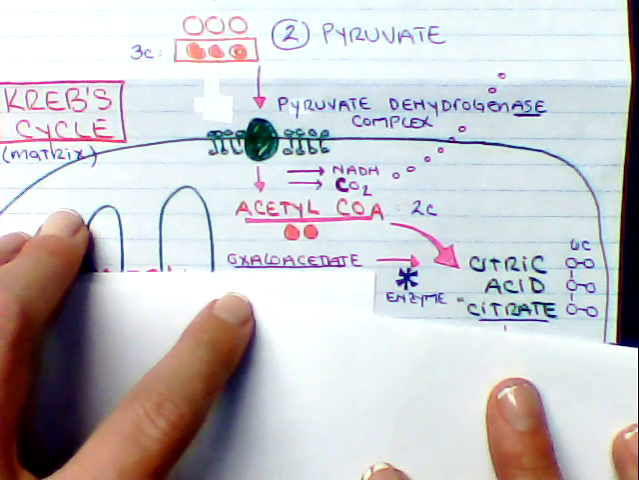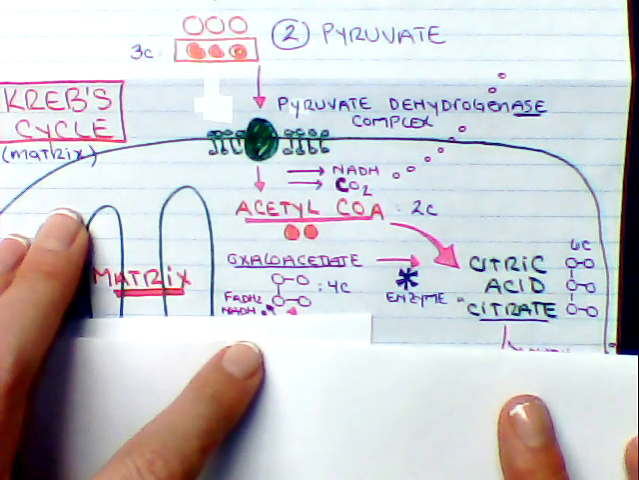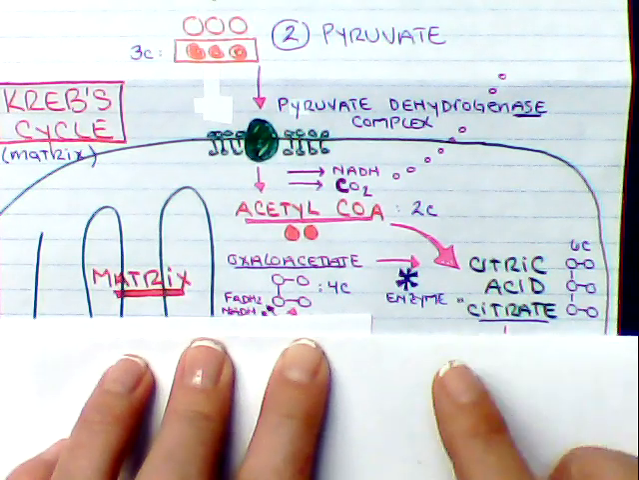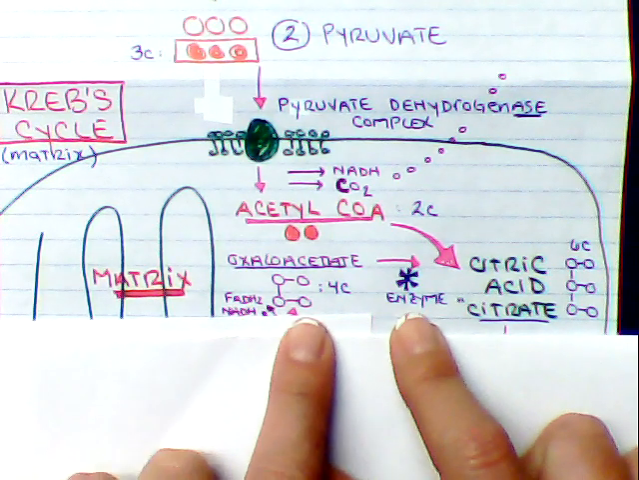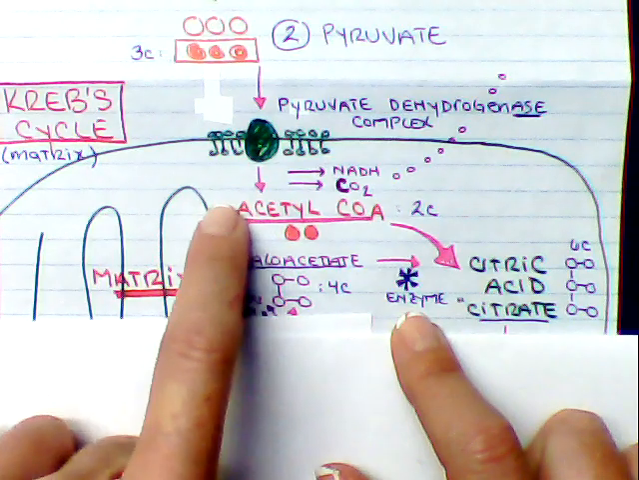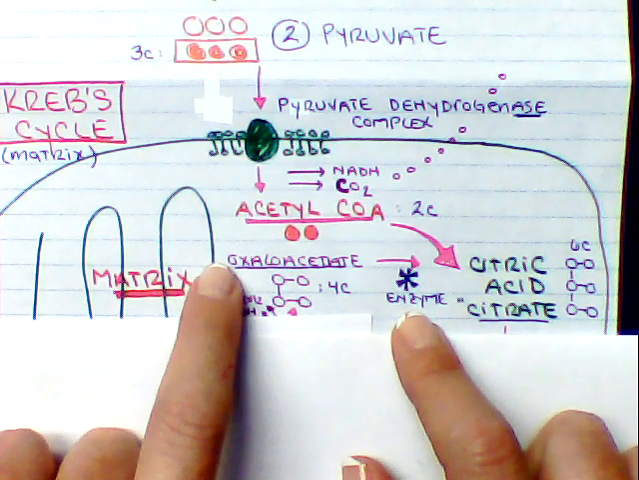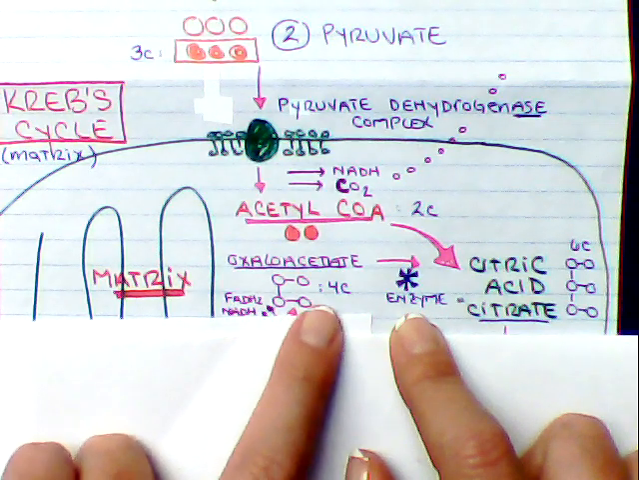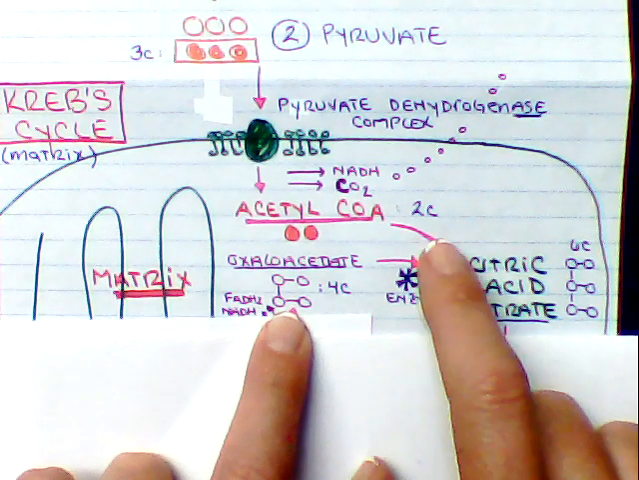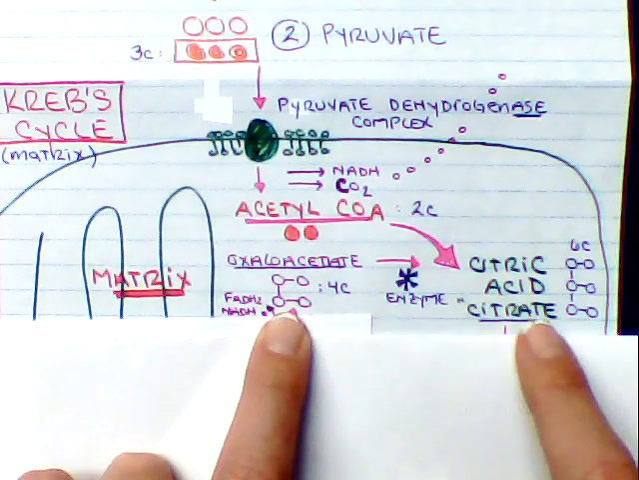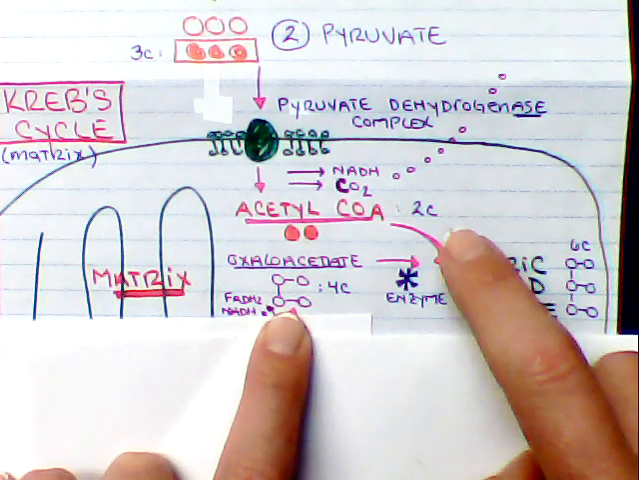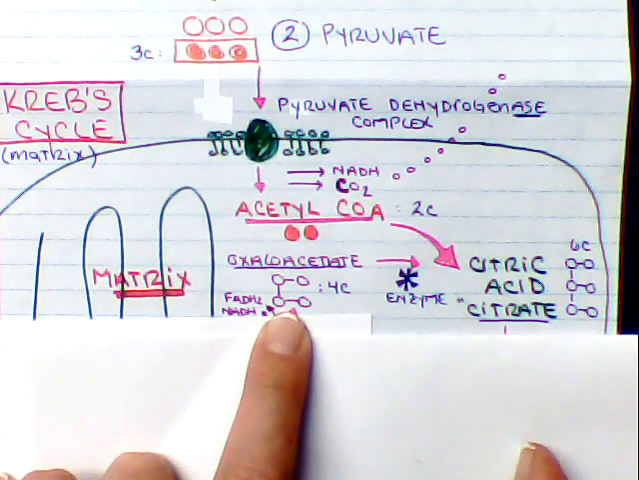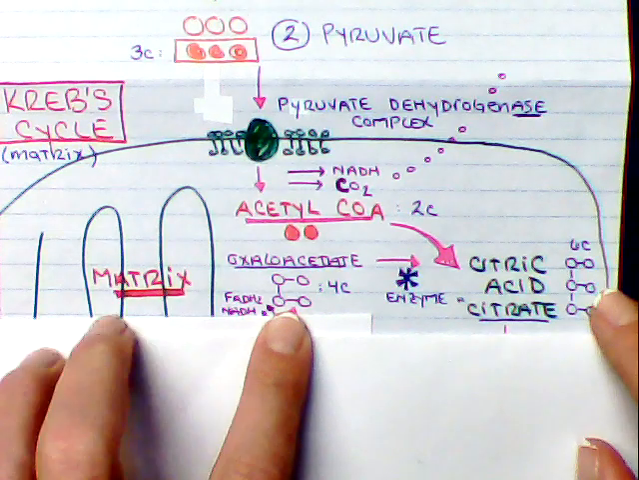When we now take this acetyl-CoA, we're going to add an enzyme to connect 2 molecules. We're going to connect acetyl-CoA to a molecule that's inside the matrix known as oxaloacetate. It's a 4-carbon molecule. This enzyme is going to combine these 2 together to create what's known as citric acid. 2 plus 4 equals 6. So now you have a 6-carbon molecule.